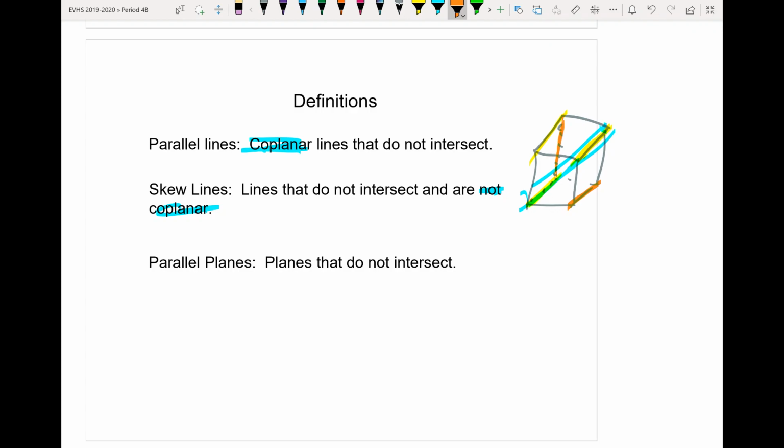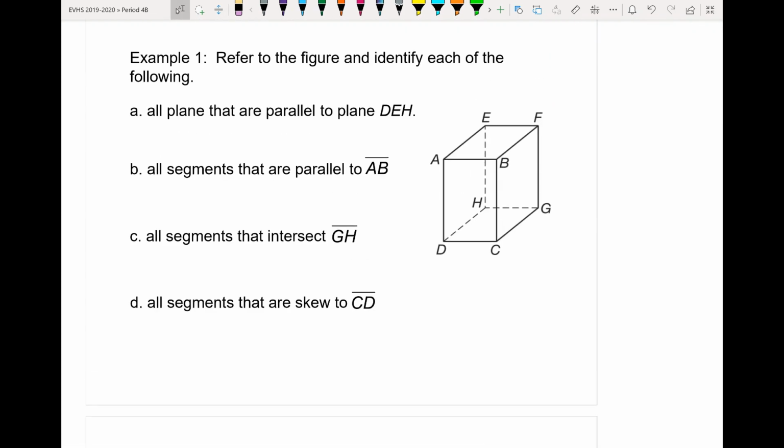Parallel planes are planes that do not intersect. So on my cube, give me two planes that would be parallel to each other. The top one and the bottom? Yeah, the top and the bottom, the front and the back, the left and the right, those are our three sets of parallel planes. Okay. So let's go through here and talk this through.